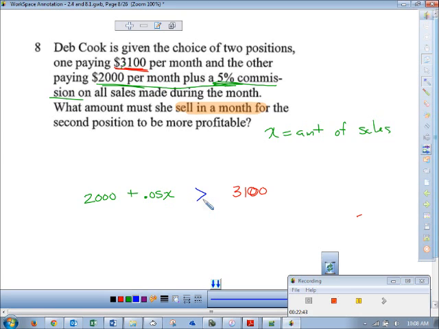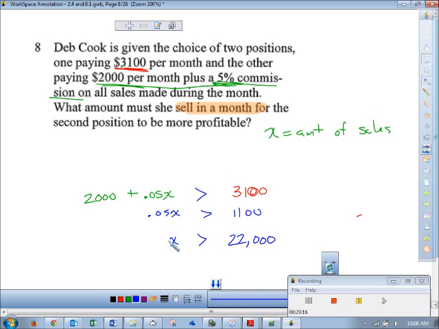Now, we just simply solve for X. So I subtract 2,000. Then you divide by 0.05. And I hope you started to realize through all your years of math that when you divide by a very small number, things will get bigger. What's 1,100 divided by 0.05?